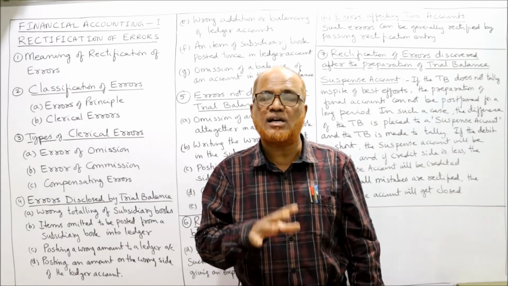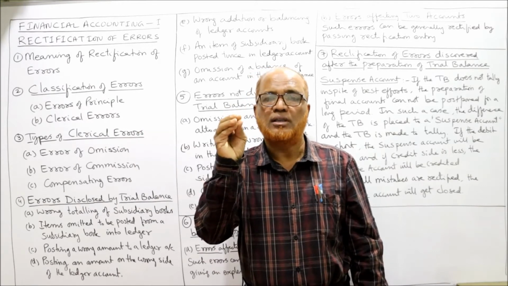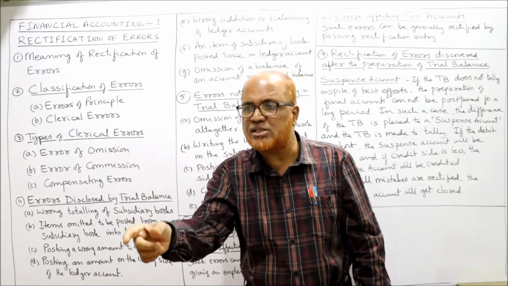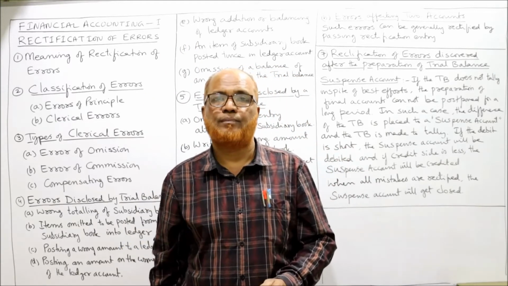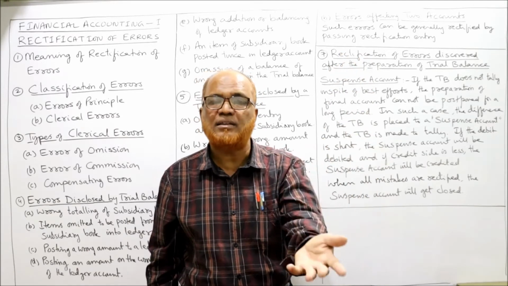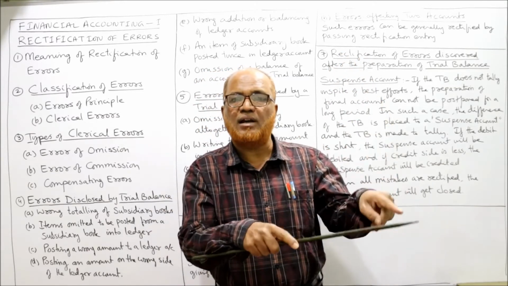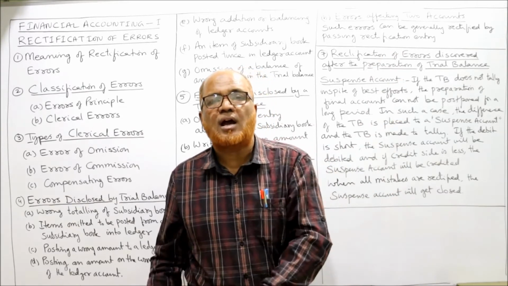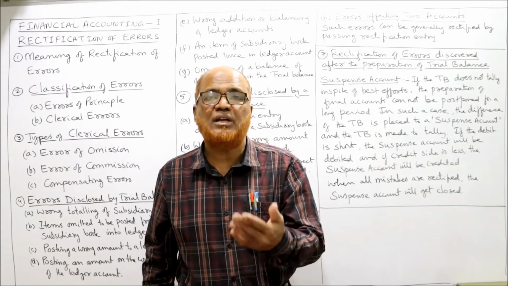Actually, how much is the correct amount? 5,000. The correct amount is 5,000, but by mistake we have debited purchases account by 50,000, whereas individual parties we have credited by 5,000. So on the credit side we have taken 5,000 for individual parties, and purchases account we have debited by 50,000.